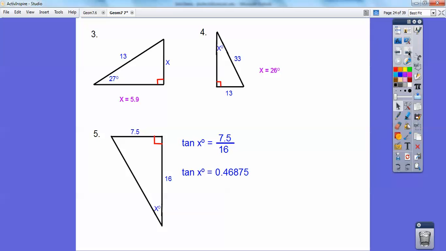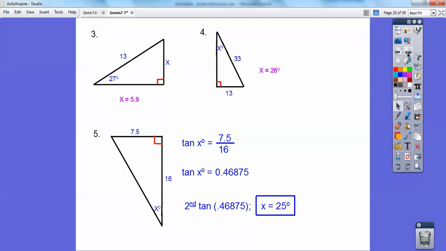You get 0.46875. Then we're going to go second. This is saying tangent of some number equals this. So I'm going to go second function tangent and then hit 0.46875. And when you do that, you find out that that angle is about 25 degrees.